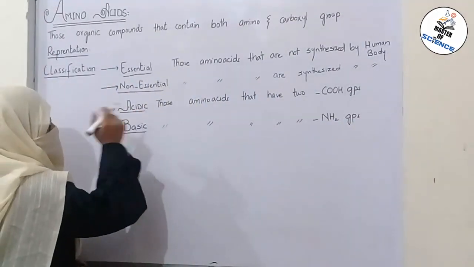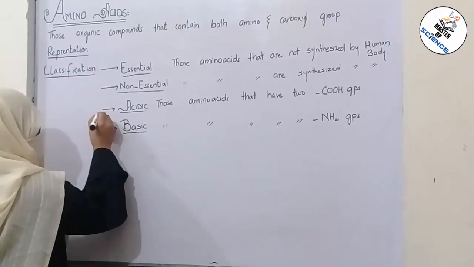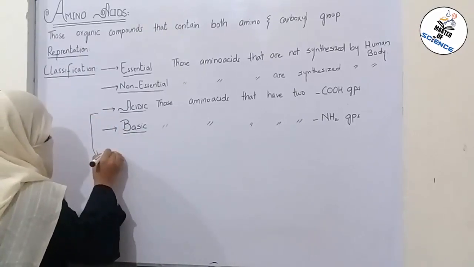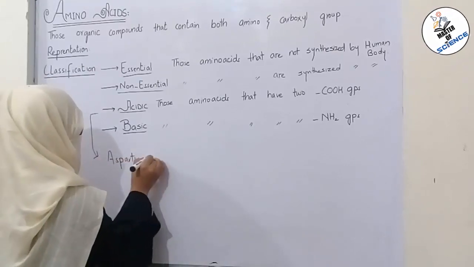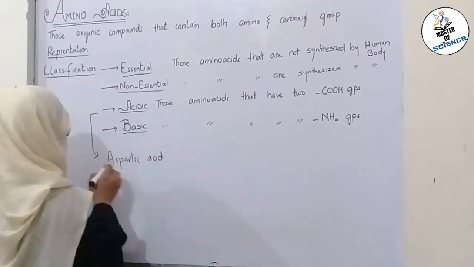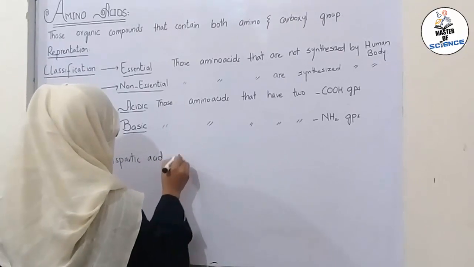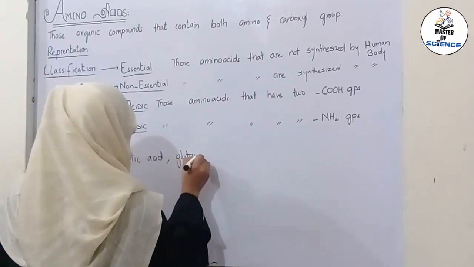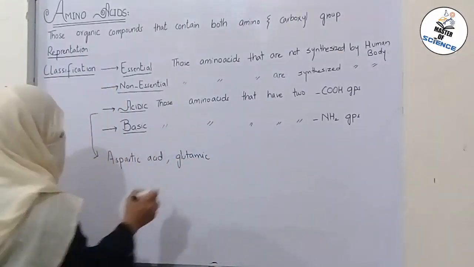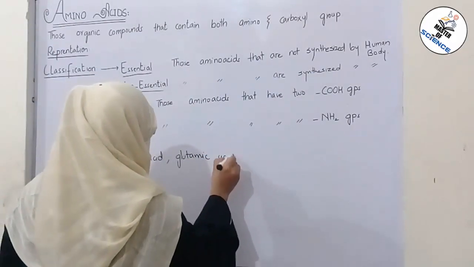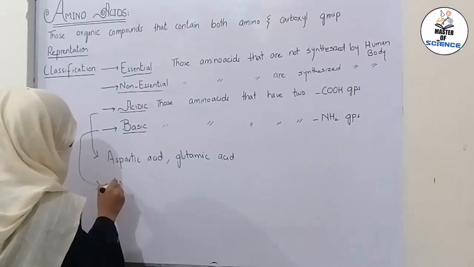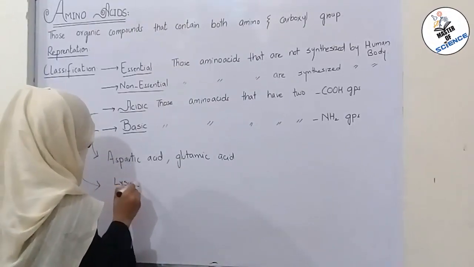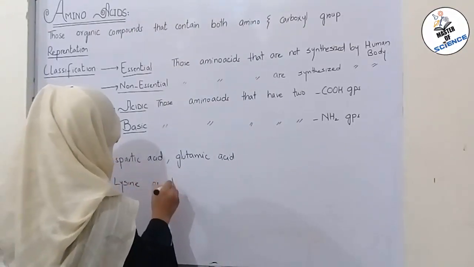Now examples of acidic are aspartic acid and glutamic acid. And examples of basic amino acids may be lysine or histidine.